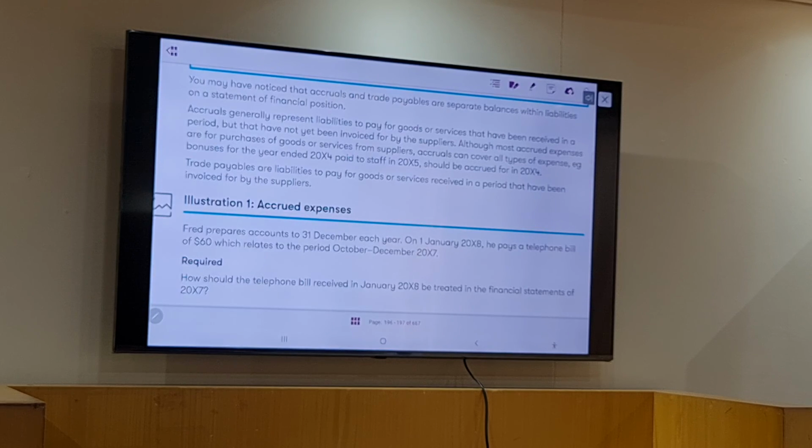But when we are preparing our accounts for 31st December 2017, did I make any payment on 31st December 2017? No. But had I incurred telephone expense or not? Yes, incurred. How much? 60. So what do you think the double entry is? Expenses debit, payable or accrual is credit. Debit telephone expense, credit telephone bill payable, or credit accrued telephone bill.